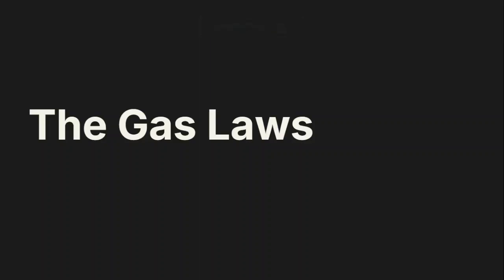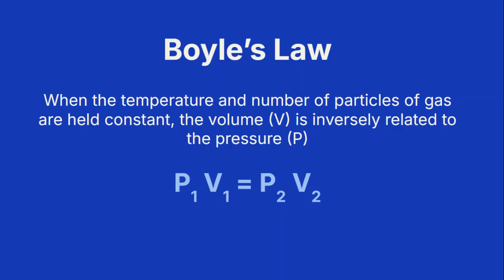Right, this is the beginning of the series of videos on the gas laws. We're going to start with Boyle's law in this video. Boyle's law says that when the temperature and number of particles of gas are held constant, so there's no change in temperature and the number of particles stays the same, the volume, which is expressed with a V, is inversely related to the pressure P. Inversely related means as one increases, the other will decrease.